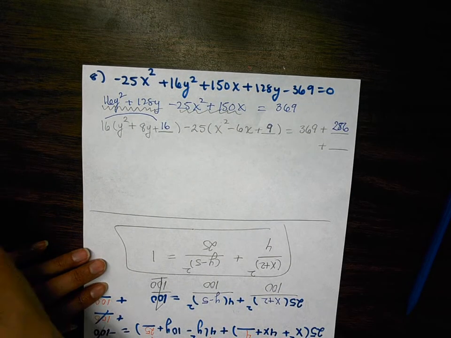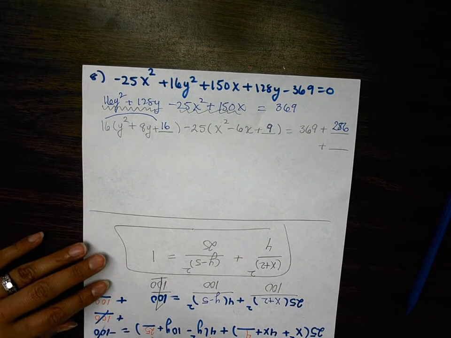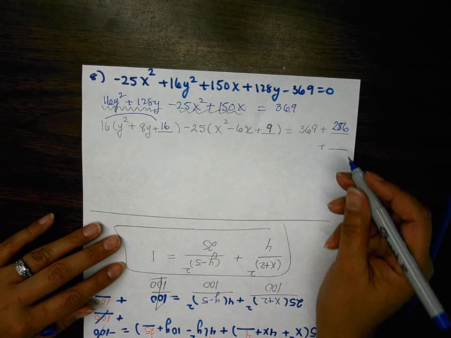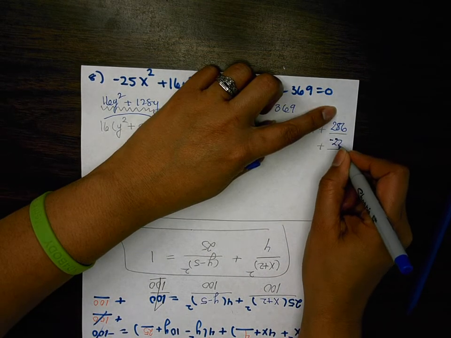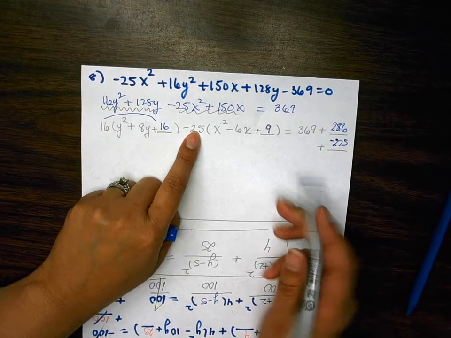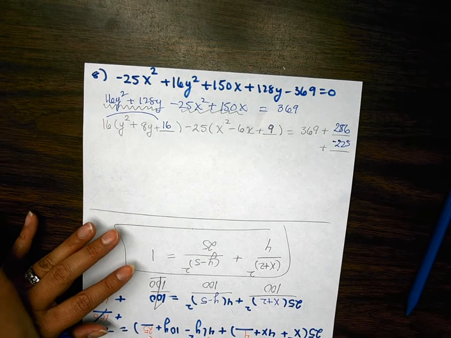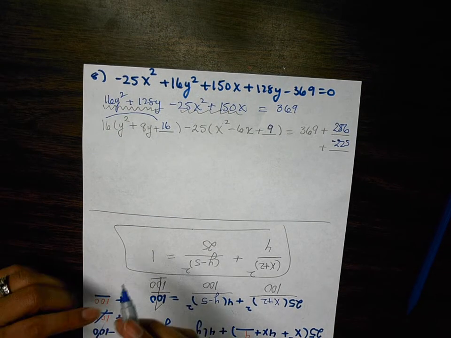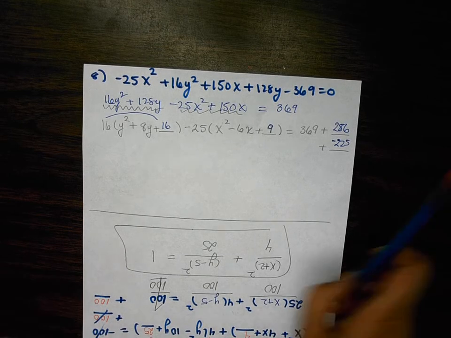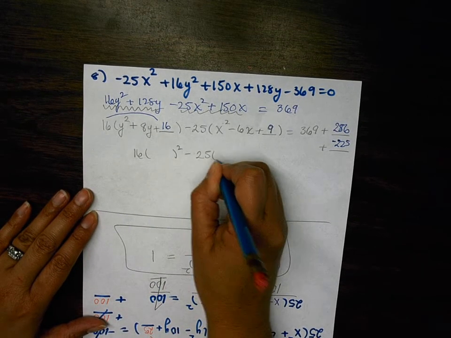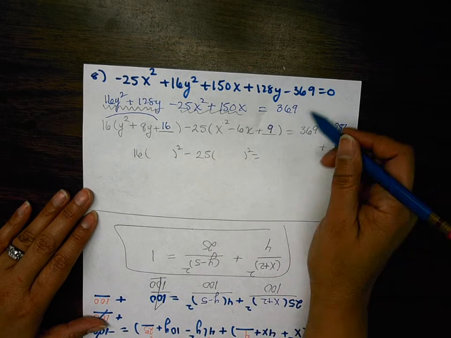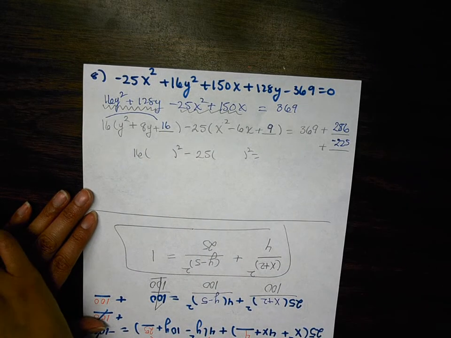What is it? And then negative 25 times 9, it's going to be negative or positive? Why? Because it's negative 25 times positive 9. Does that make sense? Okay. 16 quantity squared minus 25 quantity squared equals, what does all that add up to?